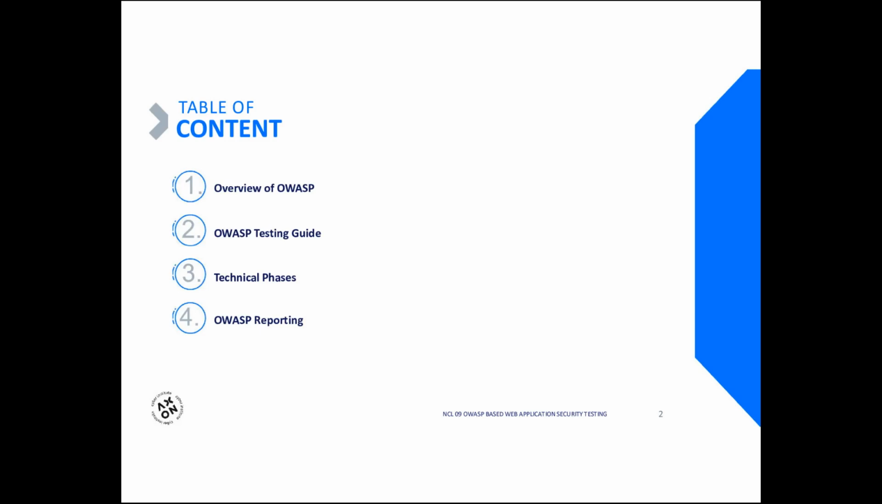So the agenda of today's webinar is as follows. We're going to talk about the OWASP organization, the OWASP community, which stands for Open Web Application Security Project. And then we will talk about one of their projects, which is the Web Application Security Testing Guide. We will go through all the technical phases. There are around 11 or 12 technical phases, which we will review so that you get an understanding of each phase and how you would conduct it in a real-life scenario.